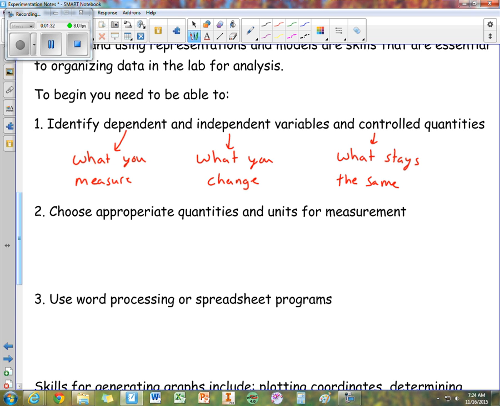The controls would be everything that stays the same. So I want to make sure I'm using the same group of children every time. I want to make sure they're in the same environment every time. Maybe I want to make sure their parents are watching all the time, or maybe I want to make sure that their parents are not even there. But I want to keep everything else the same. That would be an example of using these three variables.